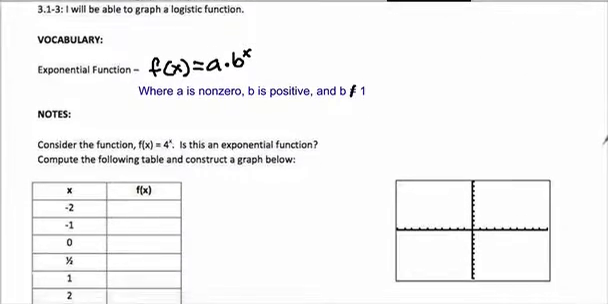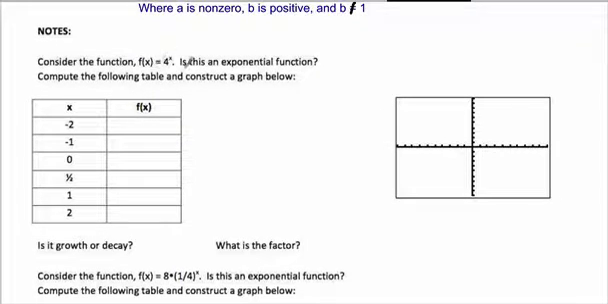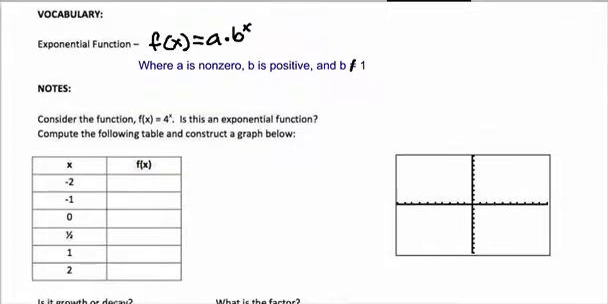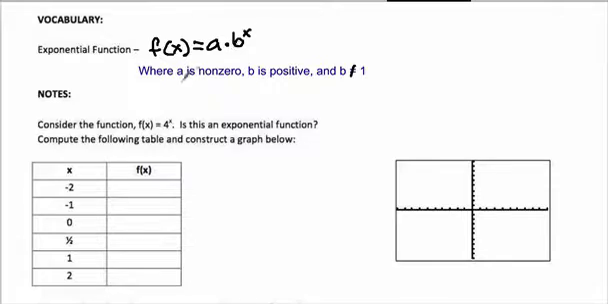Okay, so let's look at these. Consider the function f of x equals 4 to the power of x. Is this an exponential function? Well, let's look at our rules here. It has to be in the form of a times b to the power of x. Our power is the variable, so that looks good. I don't see an a there, but remember that in a lot of cases, a is just going to be 1. So 1 times 4 to the power of x. Is a non-zero? Yes, it's 1. Is b positive? Well, 4 is positive. And does b not equal 1? Yes. So is this an exponential function? The answer is yes.